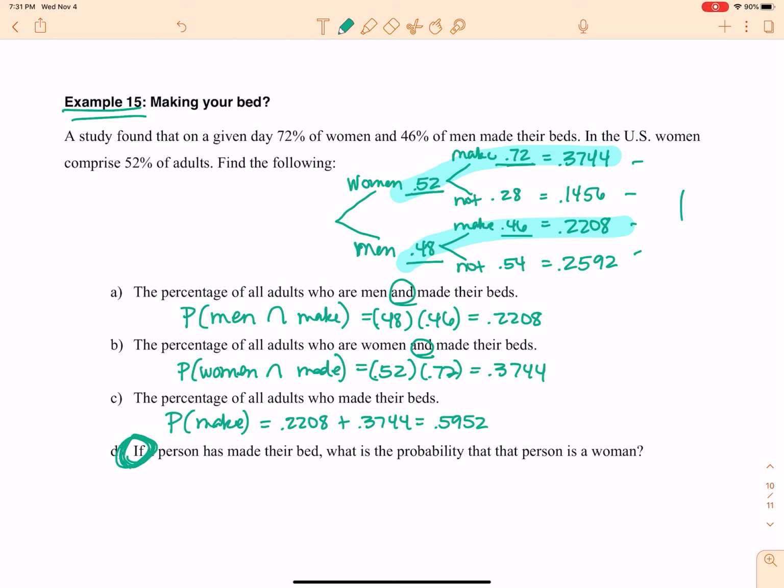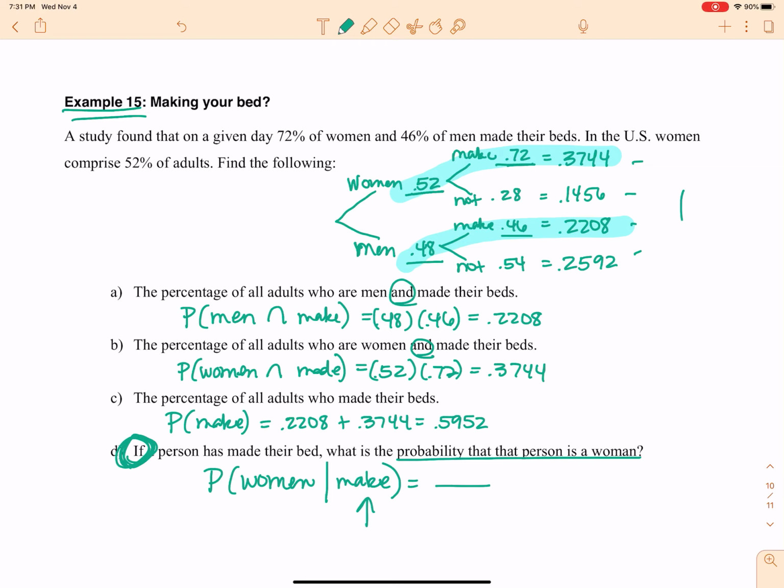All right, part D, if a person has made their bed, what is the probability that the person is a woman? So remember, the probability the person is a woman if they made their bed. All right, babies, this is going to be a fraction, I know, because this is conditional probability. I'm now only considering the people who make their bed.